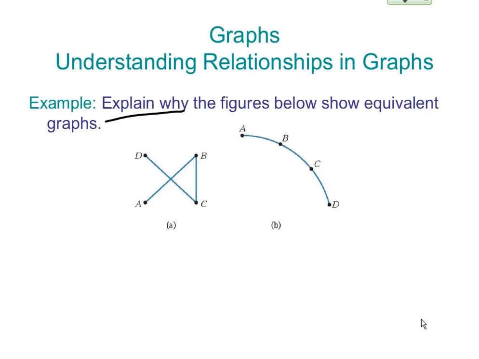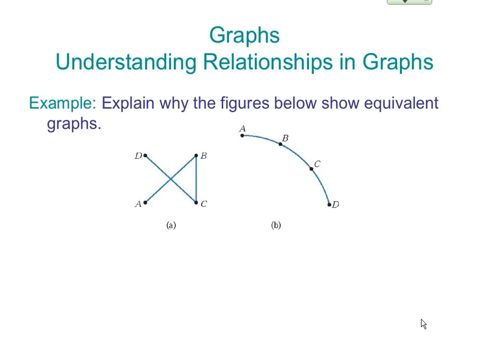Explain why the figures below show equivalent graphs. Well, if you look at the graph on the left, we have a vertex A, B, C, and D. You look at the graph on the right, we have again A, B, C, and D. So they have the same number of vertices and the exact same labeled vertices.